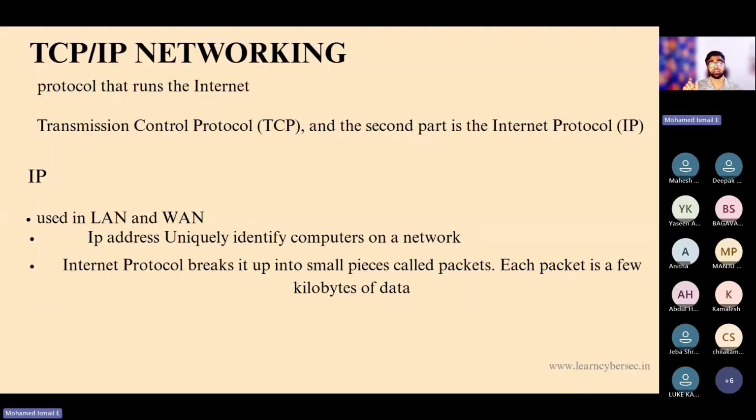Each packet is a few kilobytes of data. So let's say you are sending an image through WhatsApp chat from one mobile to another mobile. Do you think the image is sent directly from one device to another as an image? No, because it uses Internet Protocol. It converts that photo into chunks of small pieces called packets. Each packet holds the IP information: which IP it is coming from, which IP it is going to, and other header information.